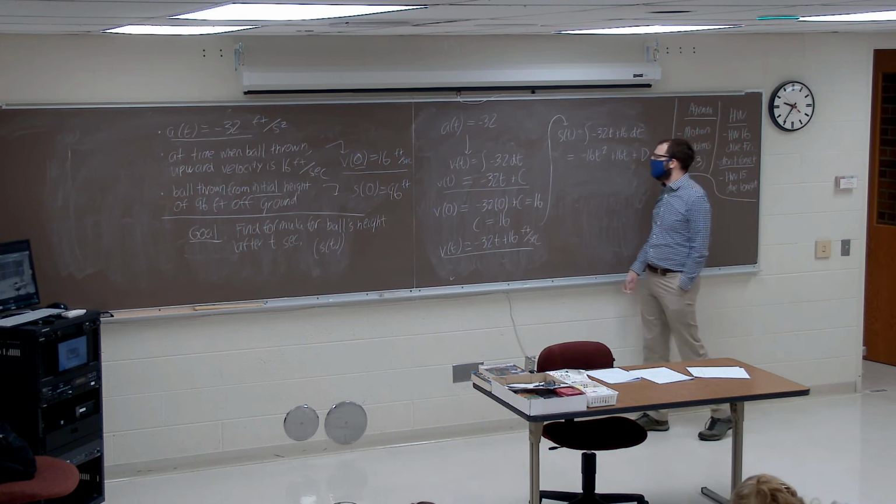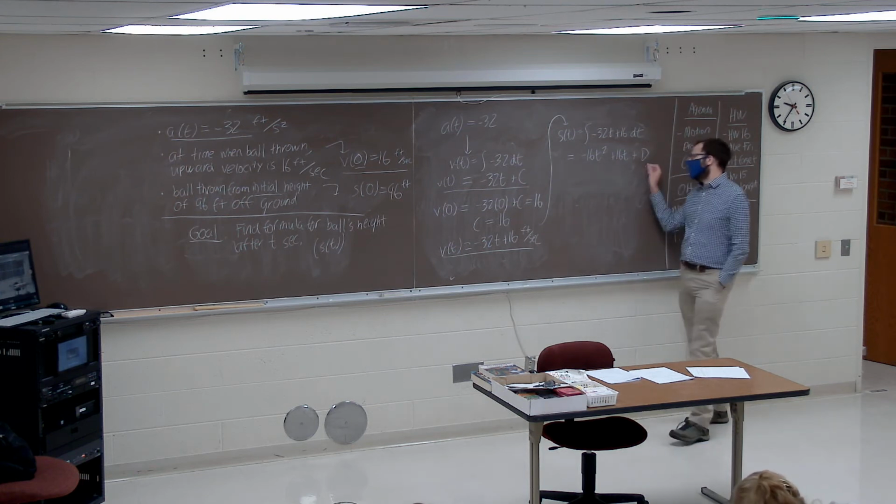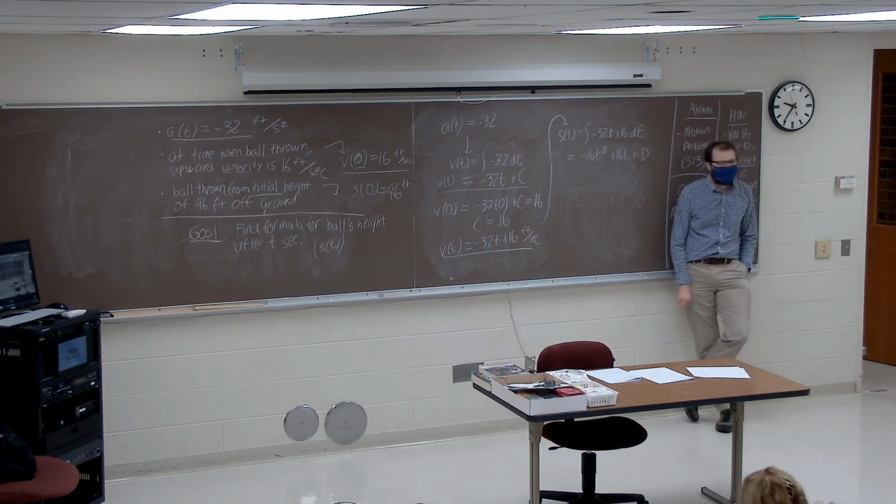So, we know what s of t is, except for this pesky constant term at the end. What can we do if we want to solve for d?